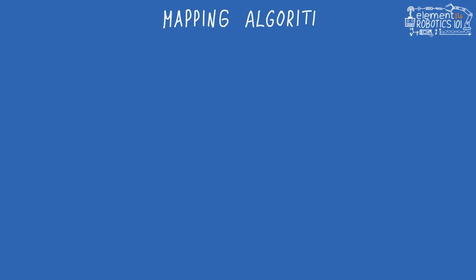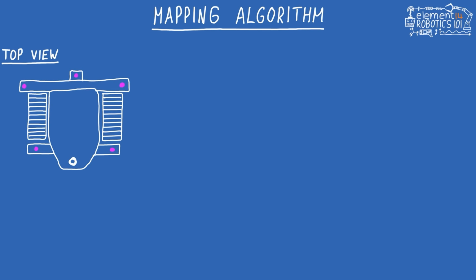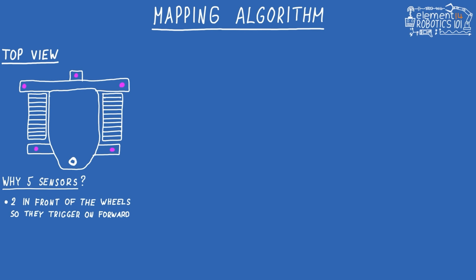Time to talk about the mapping algorithm. First of all, let's take a look at the top view of the robot and the sensor position. So there are 5 sensors, but why? First of all, we have the 2 sensors in the front, right in front of the wheels, and that's to save the robot from falling off. They're also slightly outside both left and right, and that's because if it's going kind of parallel to the edge but still going towards it, there's a chance that if they're in line, the wheel can still fall off if the detection is not that quick. So that's why they're a bit wider.